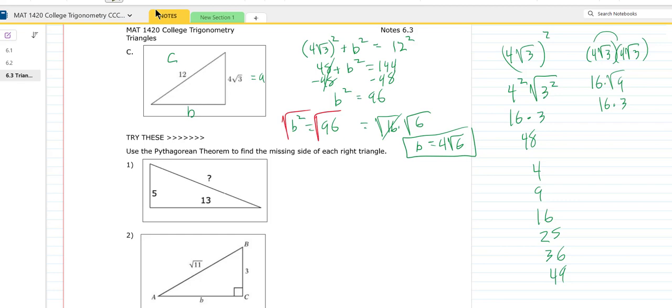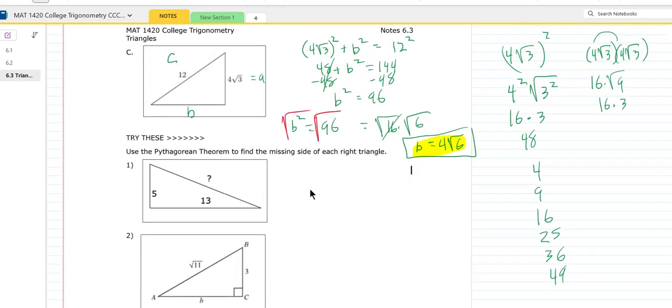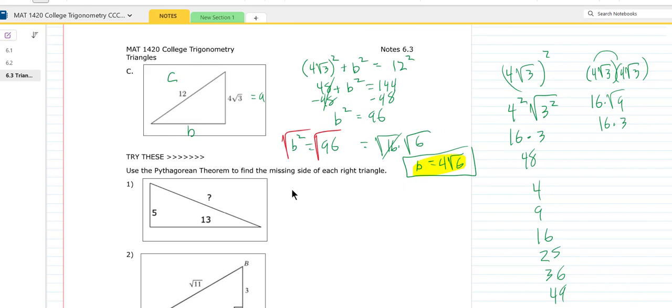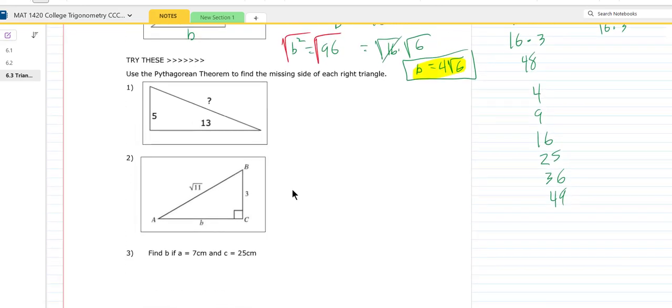Okay, so that's how you do it. That's the number one thing that you want to be able to do with the Pythagorean theorem: find a missing side of a triangle. So I'm going to have you go ahead and pause the video and work out these 3 problems. And when you're done, just check to verify whether you got these right.